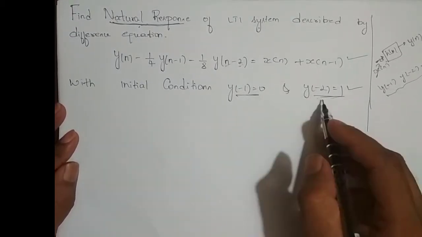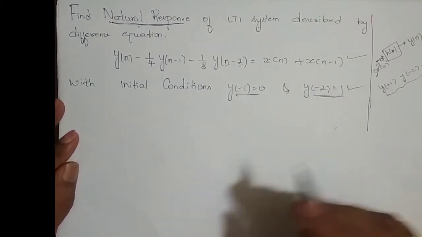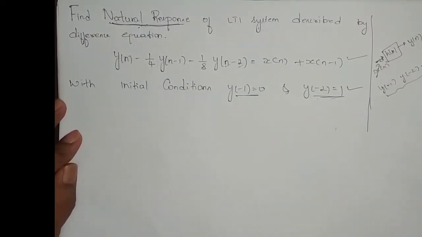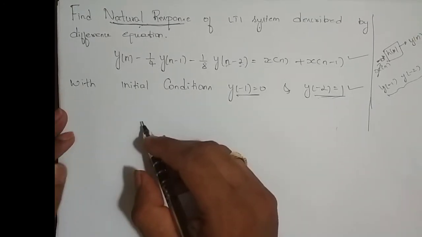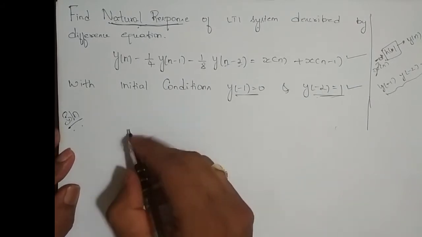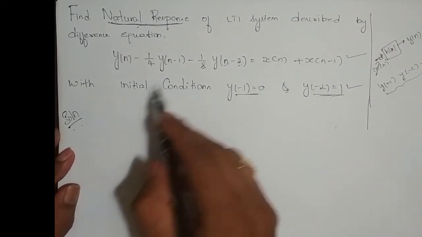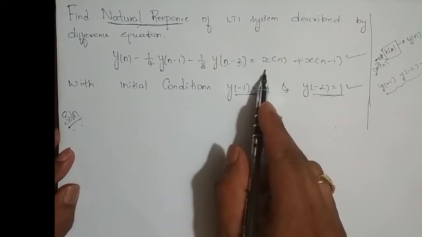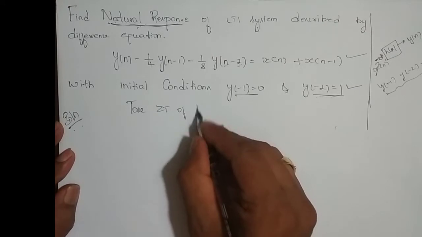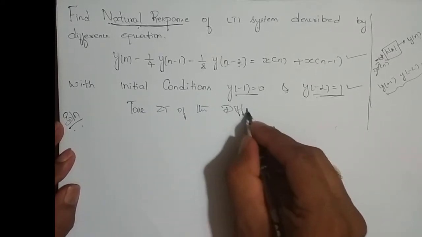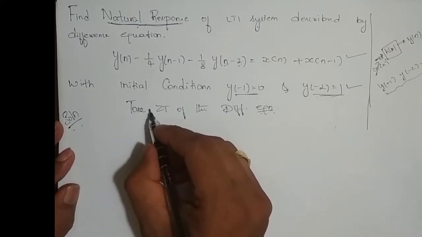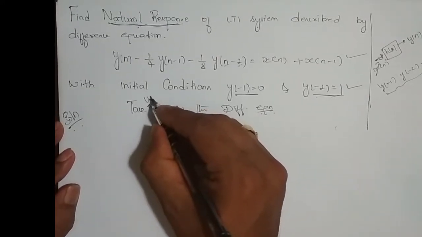And once again, since the initial conditions are given, what kind of Z transform do I have to take, unilateral or bilateral? Yes, I have to take the unilateral Z transform. Fine, so we'll try to solve it. Solution: first, we take the Z transform of the difference equation. Since the initial conditions are given, I have to take the unilateral Z transform.